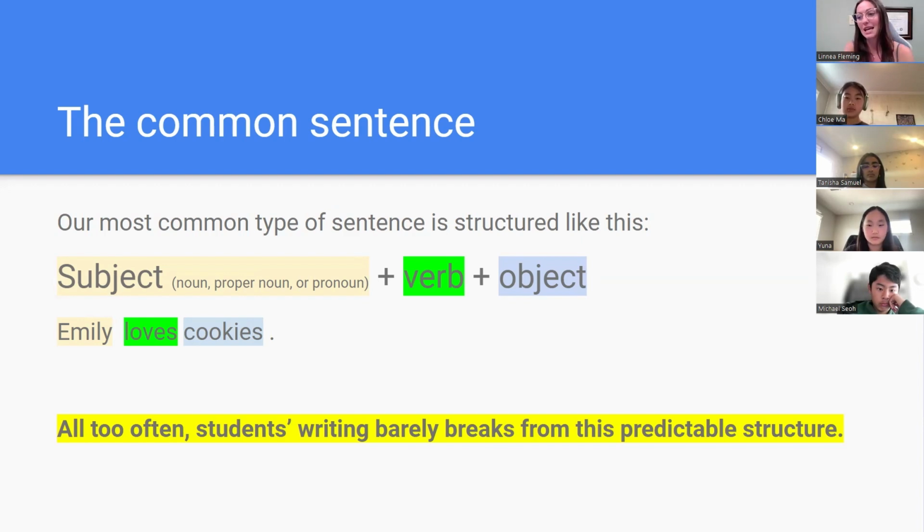So a subject can be either a noun, a proper noun, or a pronoun. And often our sentences will start with the subject. And then we have the verb and object. Okay, example, Emily loves cookies. Emily is the subject, and that begins the sentence. The sentence begins with Emily because it's who the sentence is about. She's doing the action. But all too often, students' writing barely breaks from this predictable structure.